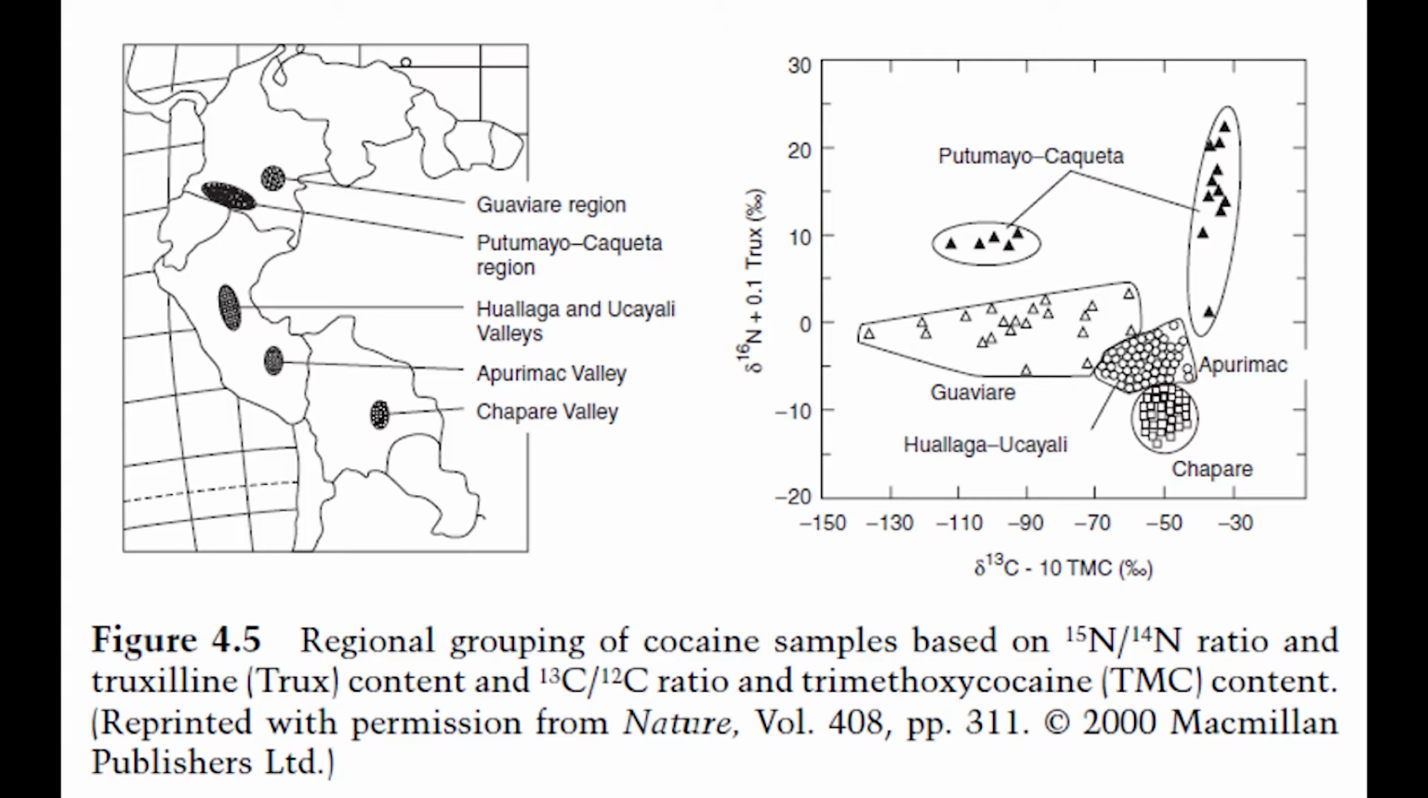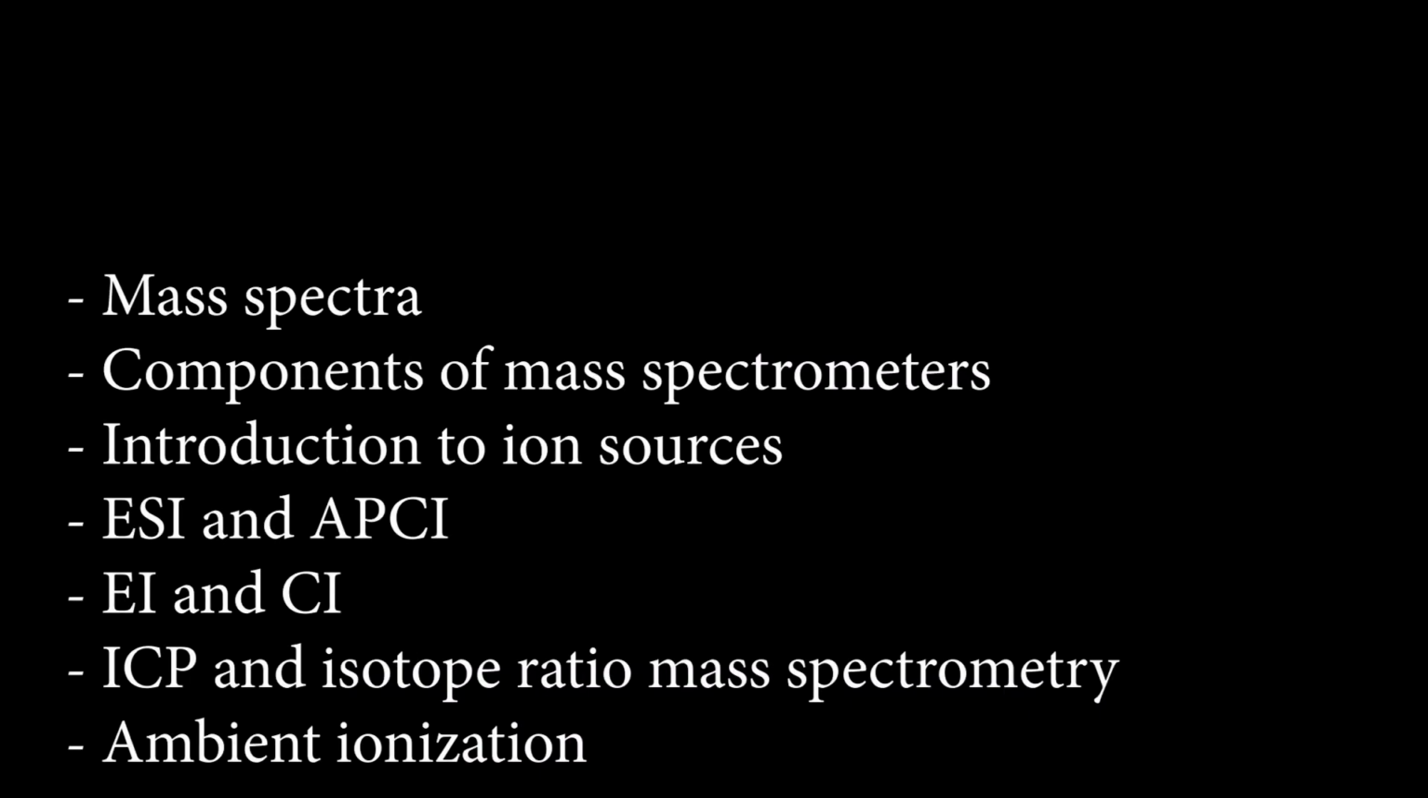And this has also been extrapolated to explosives, using isotope ratios for explosives. These are actively being done for intelligence purposes. Okay, so we've gone over some background. We did ESI, APCI, EI, CI. We've done ICP. We looked at elemental and atomic ions, and we talked about isotope ratios. Let's finish up by talking about ambient ionization.